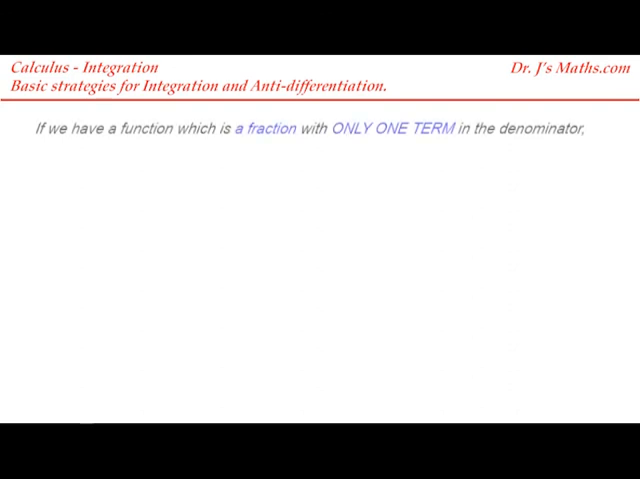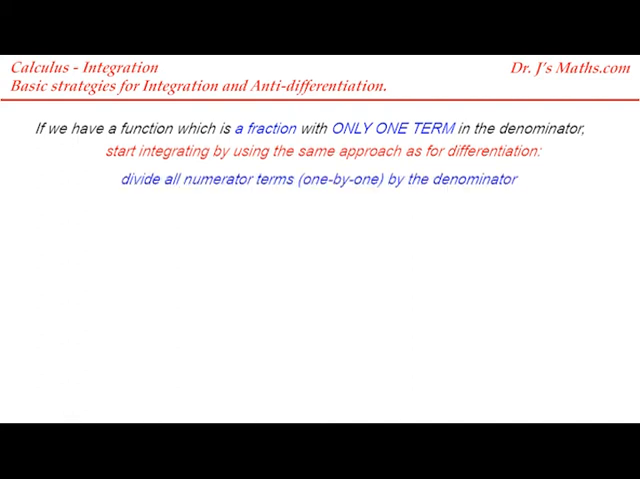Last format. If we have a function which is a fraction with only one term in the denominator, we might have, for example, the integral of 3x to the 5th plus 4x cubed minus 2 in the numerator and 5x cubed, just the one term, in the denominator with respect to x. We start integrating by using the same approach as we did for differentiation. We divide all numerator terms one by one by the denominator term, and then integrate each term separately in the usual way.